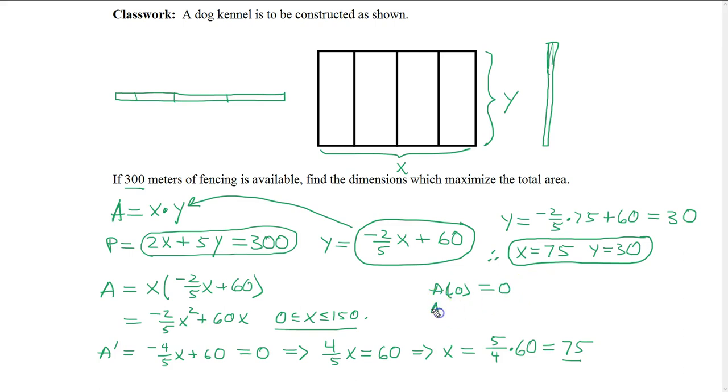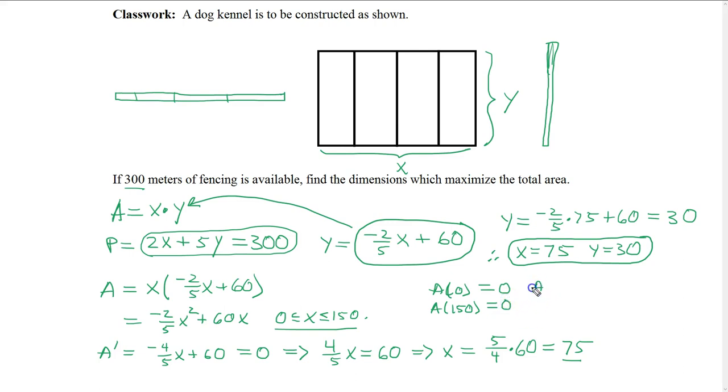And A of 150, that is equal to 150 times, well, if you evaluate negative 2/5 times 150, you will get negative 60, plus 60, that will be 0 as well. You can just verify that.